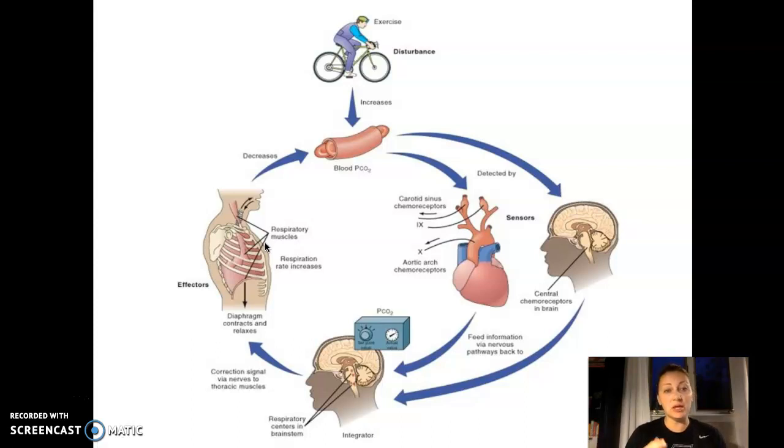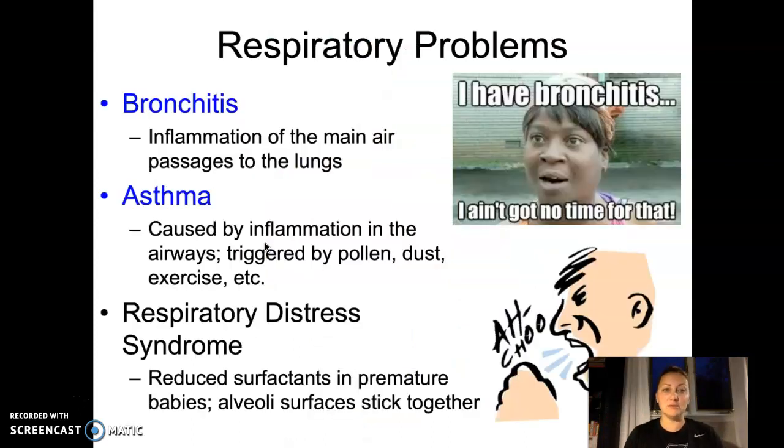Because if we're moving the blood more, then we need more oxygen to get onto those blood cells. So then we've got some respiratory problems. Bronchitis: itis at the end of a word means inflammation, so swelling up of. So bronchitis is just that your main passageways are swollen up. Asthma is when there's inflammation in the airways that is triggered by something. It's not just a constant state of it.